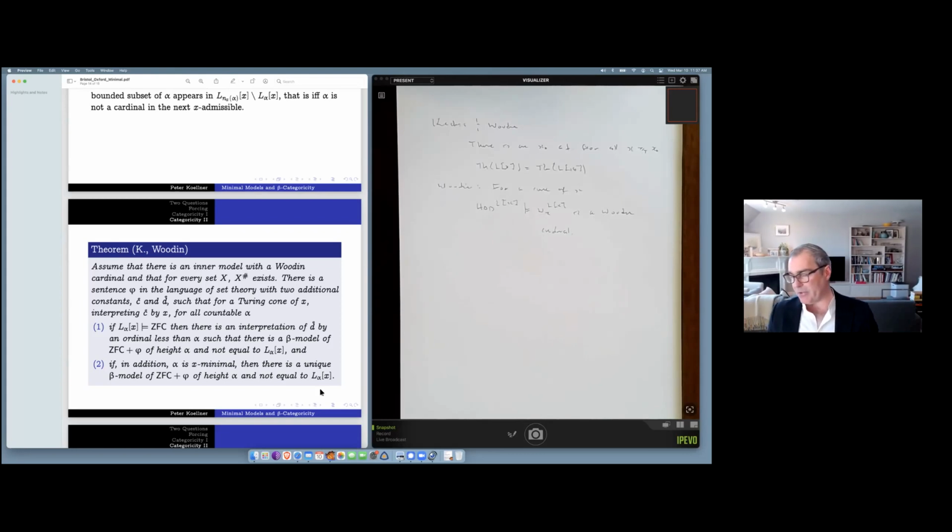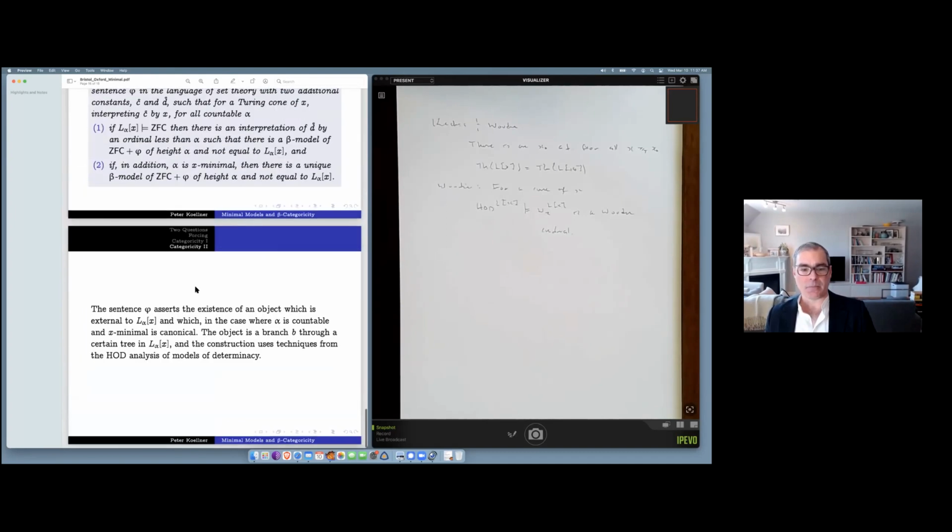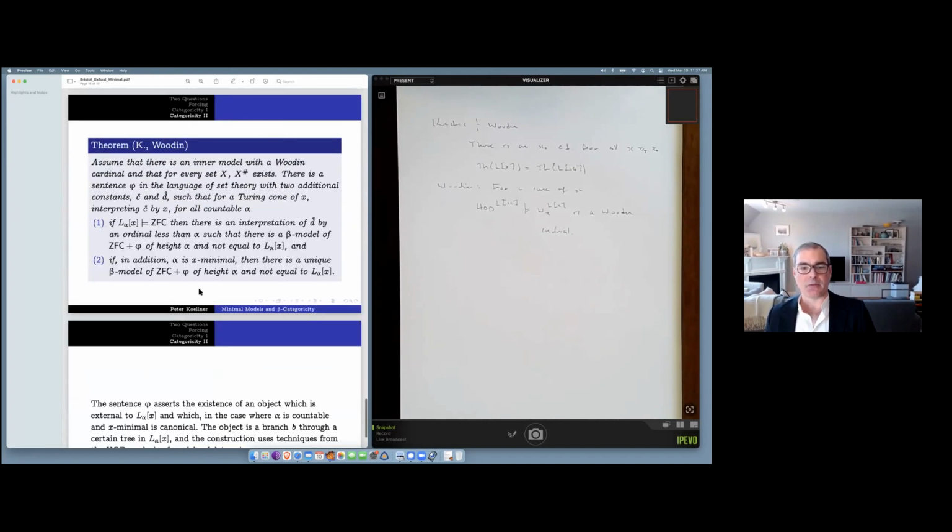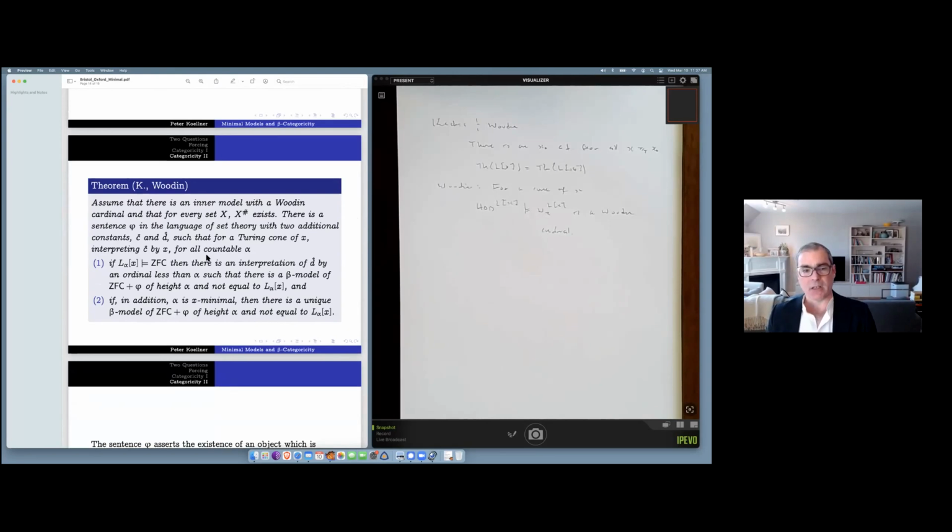So what I'd like to do is describe a little bit how this goes. And I'm going to focus on the simple case. I'm going to focus on the minimal alpha such that L alpha of x satisfies ZFC. And x is going to be a sufficiently rich real. And I'll tell you just how rich it has to be. And then I'll give a brief outline of the way the proof goes. But this is probably a good time to stop and ask if there's any questions about what I've said so far.